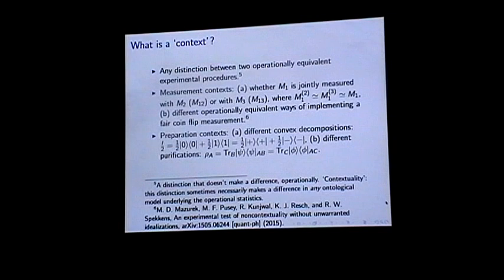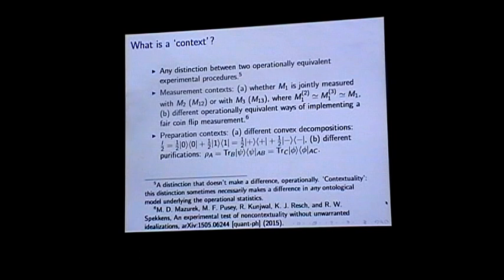The first example is what you would normally talk about in Kochen-Specker, which is whether a certain measurement M1 is jointly measured with M2 or with M3. So I call M1,2 the coarse graining of M12, like the reduced statistics for M1 when you coarse grain over 2. It's operationally equivalent to the coarse-grained statistics of M1 from M13, and that's operationally equivalent to just doing M1. So this is what you would normally talk about in a Kochen-Specker discussion.